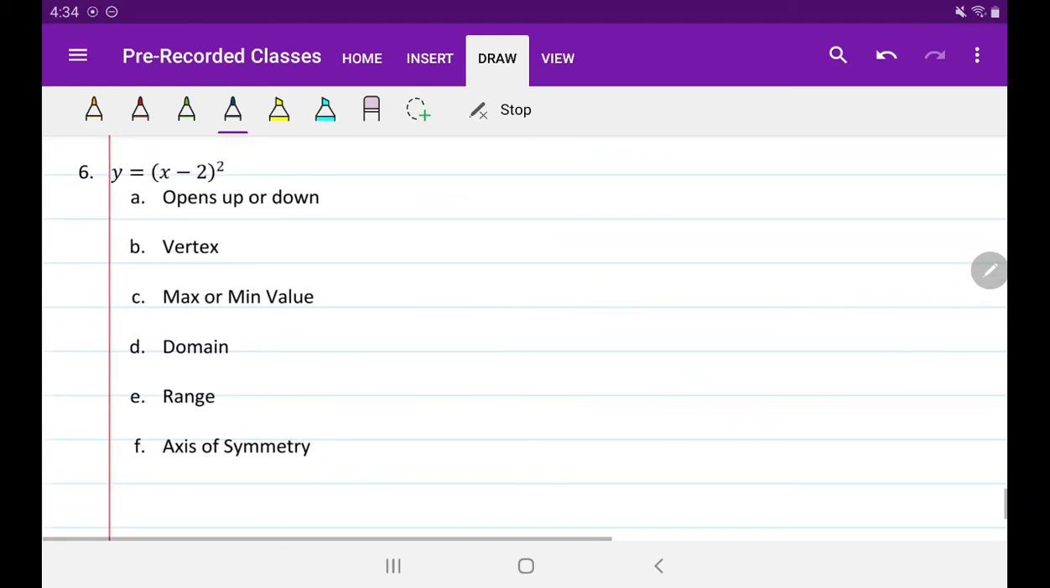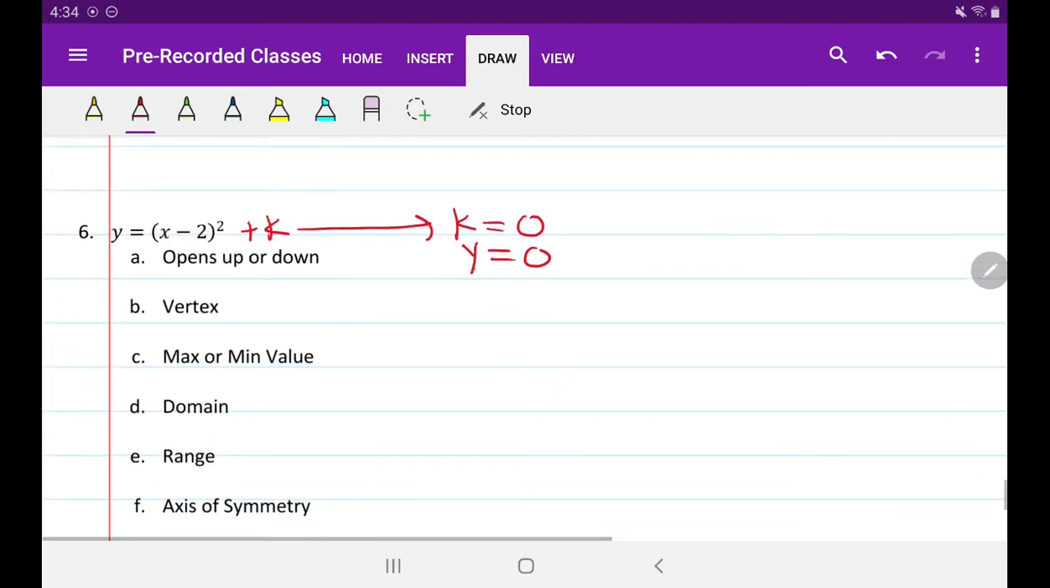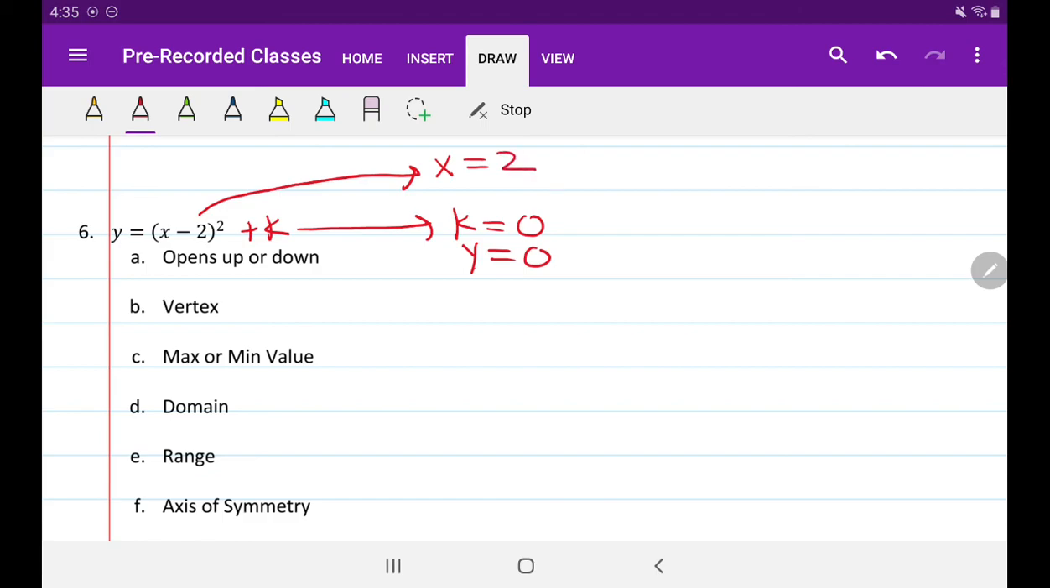All right, and the last problem, number 6. So number 6 is in vertex form, but we don't have a k value, right? Normally, we would have a plus k here, but there's nothing there. So what that means is our k value is 0, and so the y of our vertex is 0, okay? And then remember, we get the x of our vertex from flipping the sign inside the parentheses. So the x of our vertex is going to be a positive 2. Okay, so your vertex is going to be (2, 0).